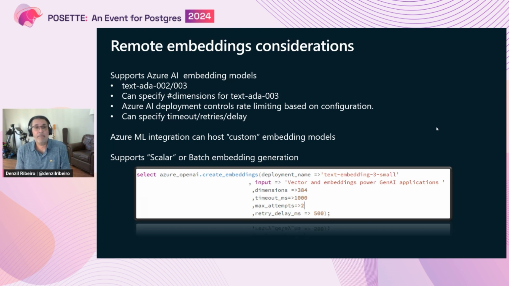If you're not happy with the embedding models that exist on Azure AI, you can host custom embedding models on the Azure ML integration piece that we'll look at a little later. And this supports scalar or batch embedding generation.